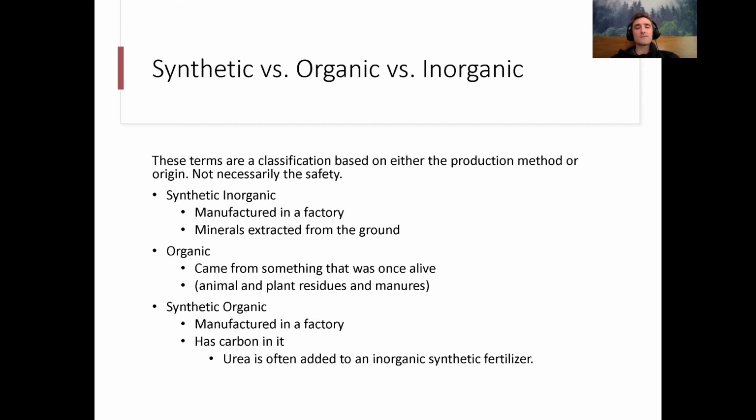And then finally, we have synthetic organic. This is something that was manufactured in a factory, but it has carbon in it. And so it was once alive at one point, but may not have come very recently from an animal or a plant. So one example of the synthetic organic is urea. Urea is often added to an inorganic synthetic fertilizer to add high levels of nitrogen.